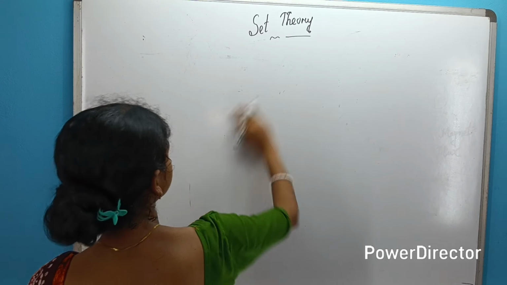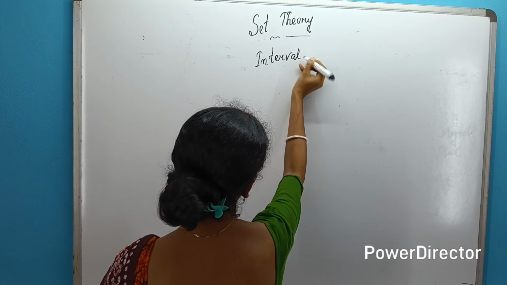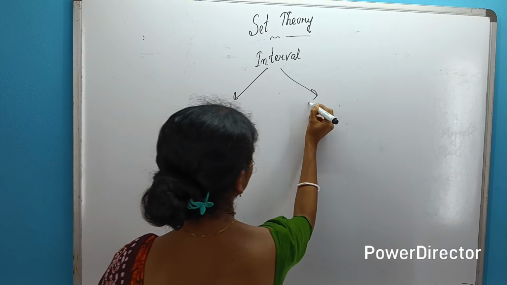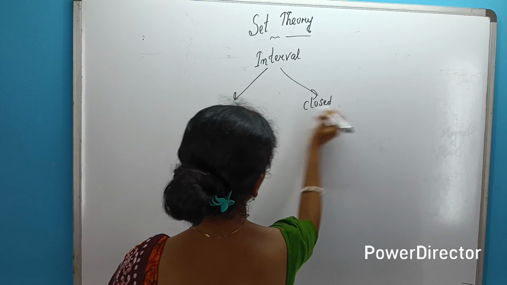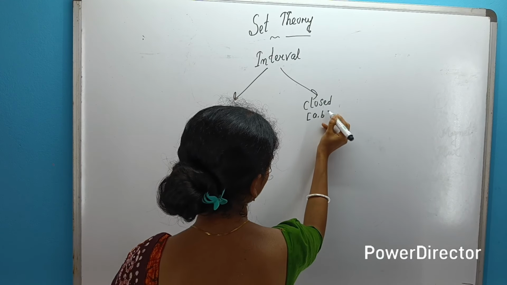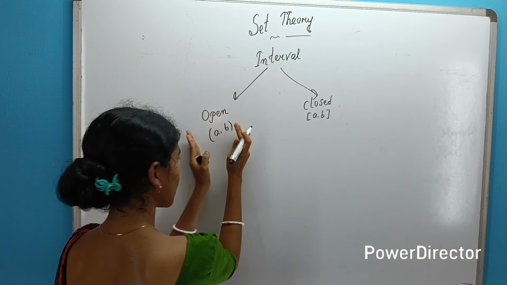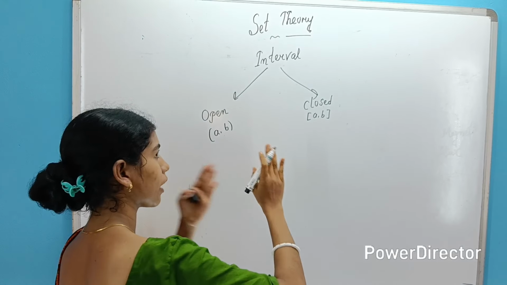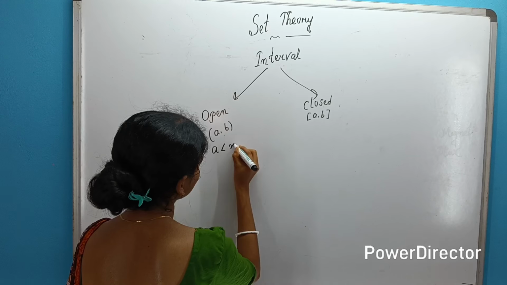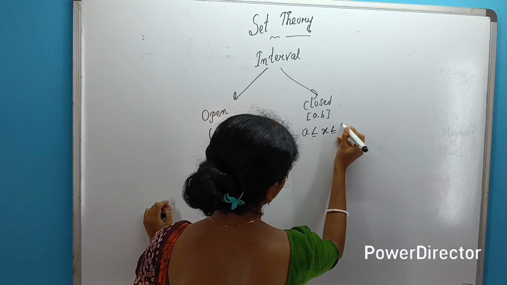Then interval. Interval has two types: open and closed. (a, b) and [a, b]. So what is the difference between them? If we consider the interval from a to b, there are so many numbers, which we denote as x. So in the open interval x looks like a less than x less than b, and the closed interval looks like a less than or equal to x less than or equal to b.